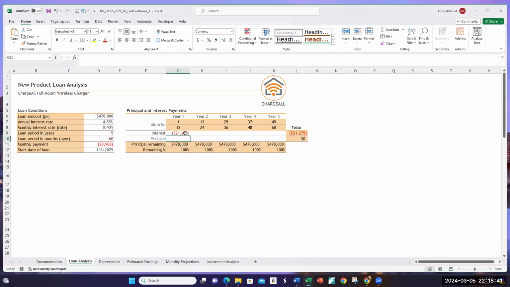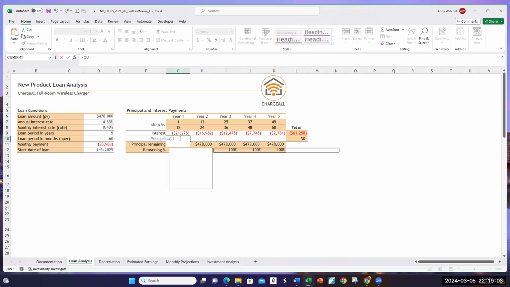All right. And then drag it across. Make sure you've got your things frozen with the dollar signs, and it should work. These are the right numbers you should have. And for the principal, this is the amount of the loan we're actually paying down. So that's called CUMPRINC. Let's just try it this way. See, there it is.